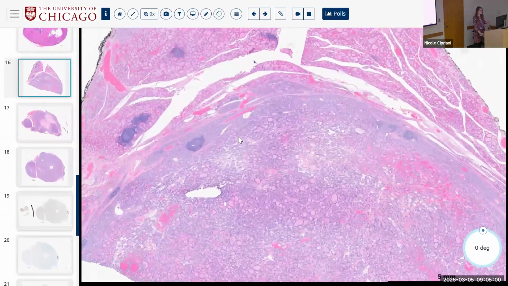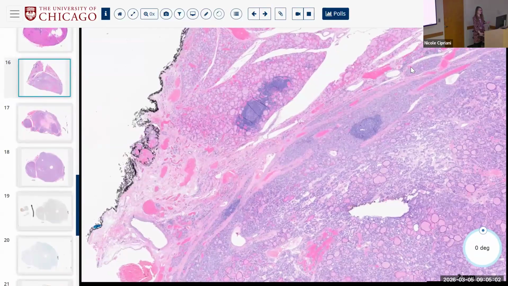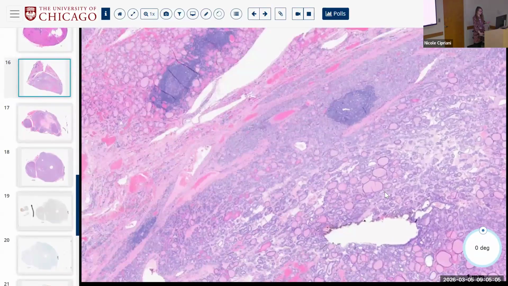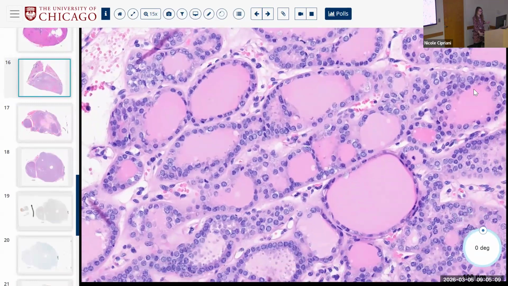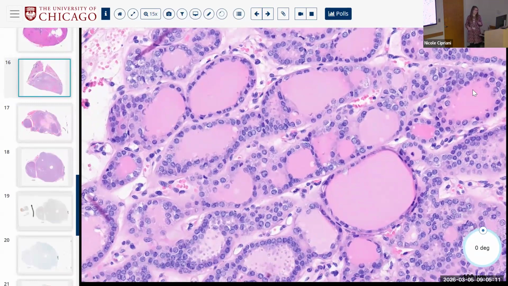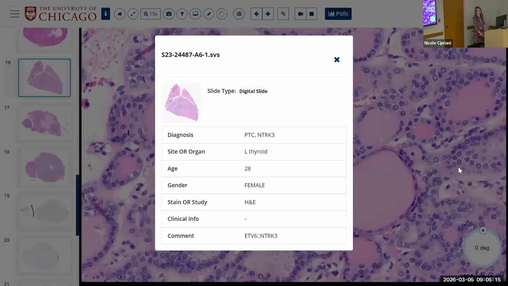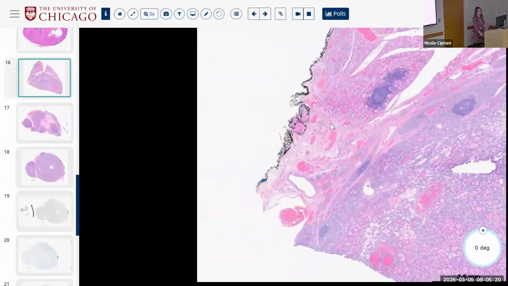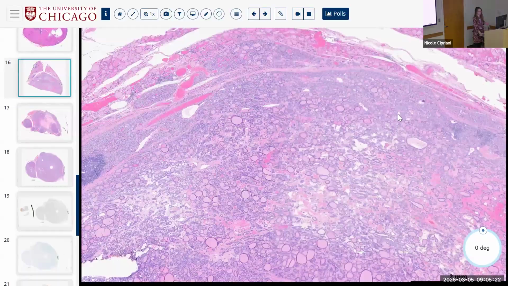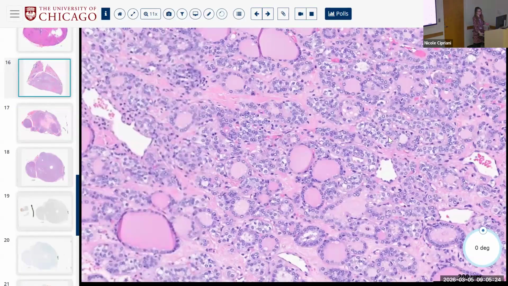This is very well circumscribed. It has only subtle invasion at the edge. And you look at the nuclei, you're like, wow, those are not bad at all. But on FNA, this was an NTRK fusion. Basically, by definition, similar to BRAF, these are effectively malignant.